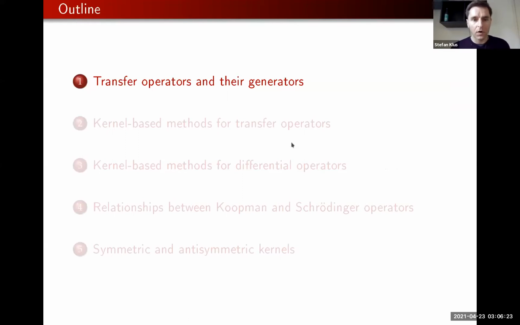Okay, so this is an overview of my talk. I will just briefly introduce transfer operators, but I assume all of you are familiar with these operators. I will show how we can use kernel-based methods to estimate these operators from data. Then I will show how we can extend this to approximate the generators of these operators. And I will focus a little bit on relationships between the Koopman operator and the Schrödinger operator. And if I have a little bit of time left at the end, I will show how we can estimate symmetric and anti-symmetric wave functions using symmetric and anti-symmetric kernels.